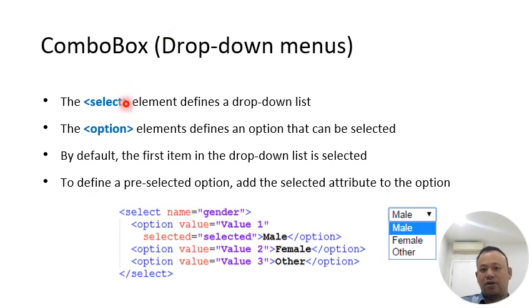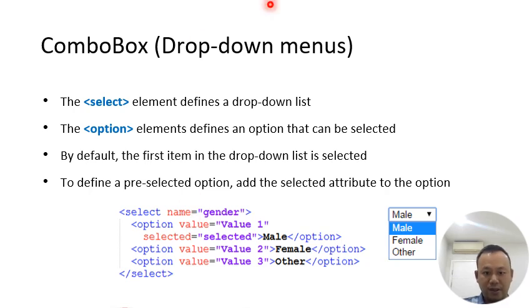For a combo box or drop-down menu, a drop-down menu uses the select element in HTML. It provides a list of options where the user can choose a single selection from a set of predefined choices. By default, the first item is selected. So we have select here. The select element creates a drop-down menu, and like this, we have the name of the select. This is gender, like this.